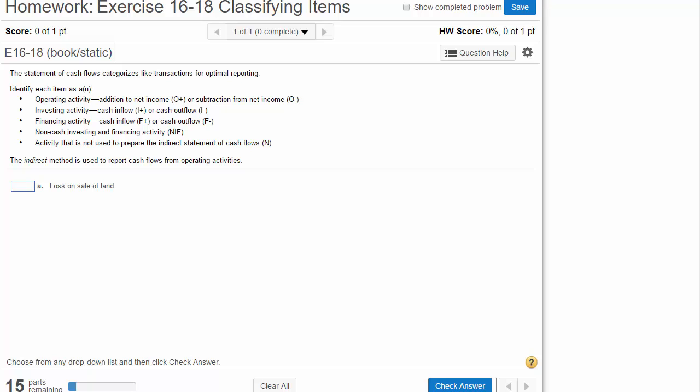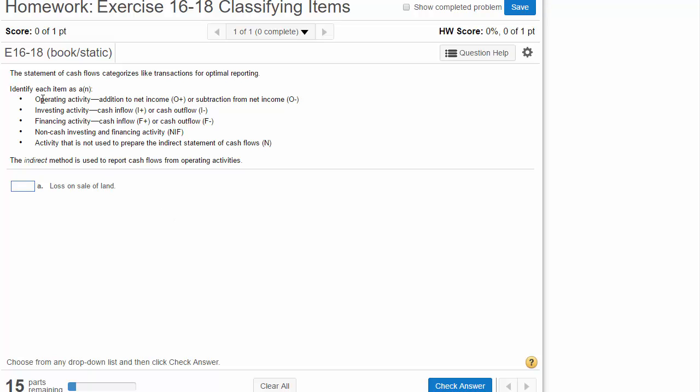Exercise 16-18, classifying items. The statement of cash flows categorizes like transactions for optimal reporting. In this exercise, we're going to look at different types of transactions and say which section of the statement of cash flows they go into.